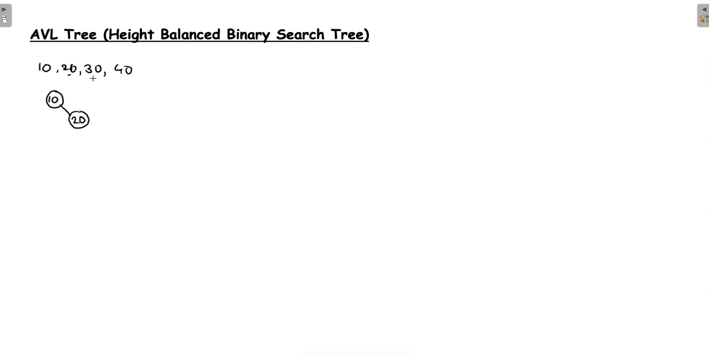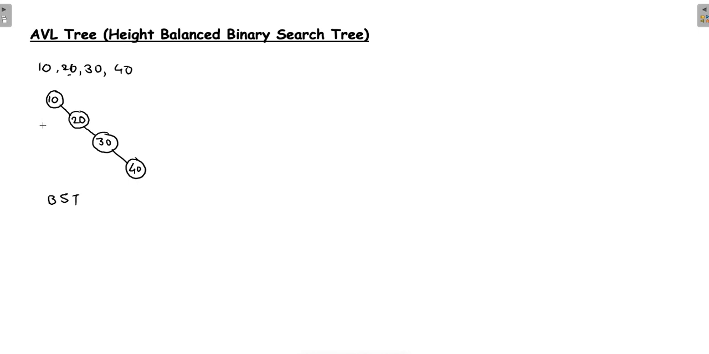Next input is 30, which is greater than 10, so it will come to the right hand side. Again greater than 20, it will come to the right hand side. Now if we have an input 40, again it is greater than 10, greater than 20, greater than 30, so it will be inserted to the right hand side. So this is how we construct a normal binary search tree.